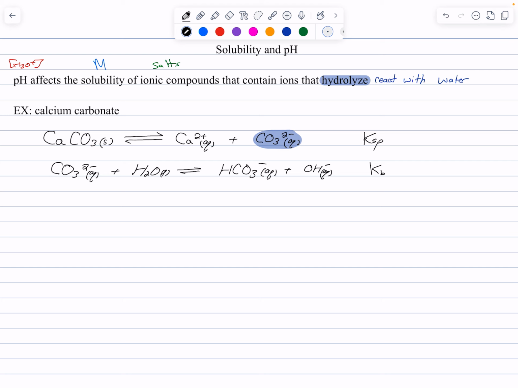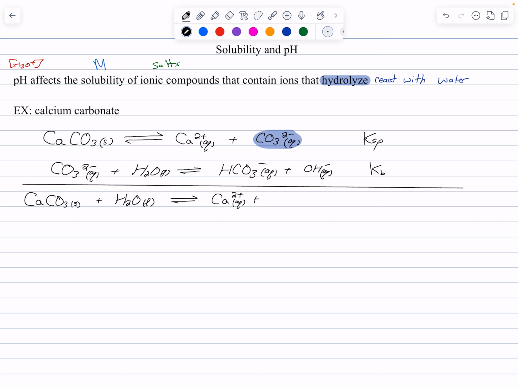Now if we add those up, I would have CaCO3, calcium carbonate solid, plus water, going to calcium ion, and bicarbonate, and hydroxide. And this new K is KSP times the KB.